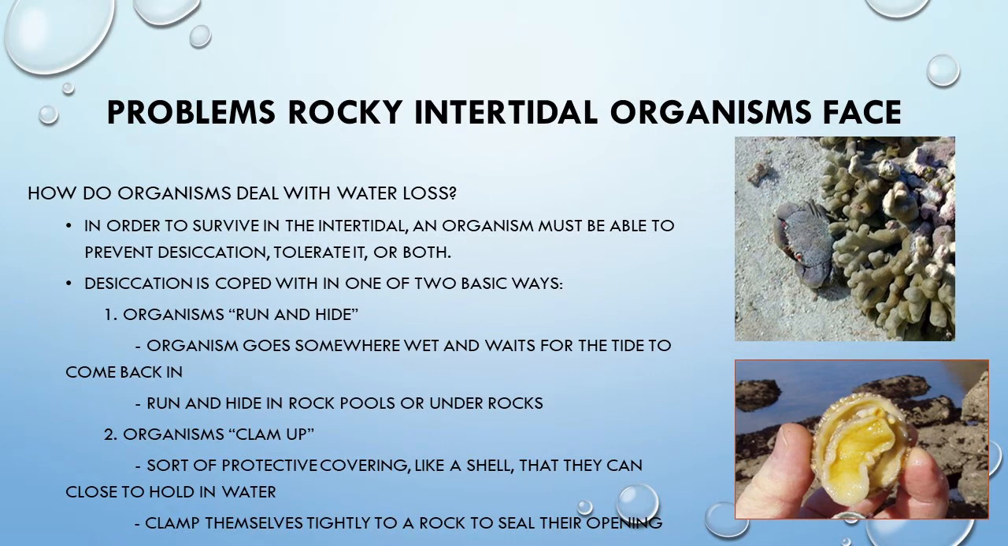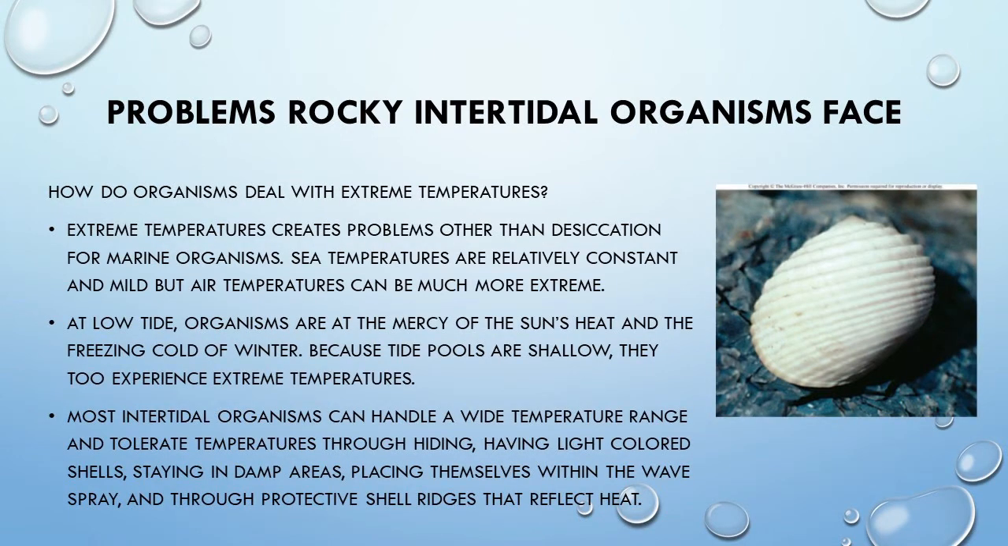Crabs cope well in the intertidal zone. They are able to run and hide in rock pools or under rocks. However, this is not an option for most creatures. Problem number two. How do organisms deal with extreme temperatures? Extreme temperatures create problems other than desiccation for marine organisms.